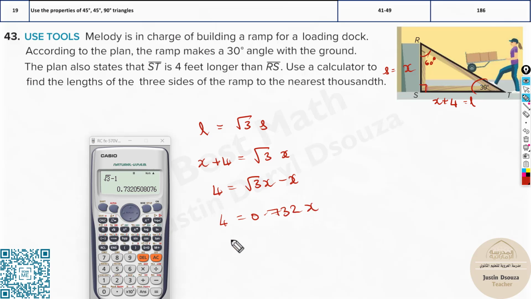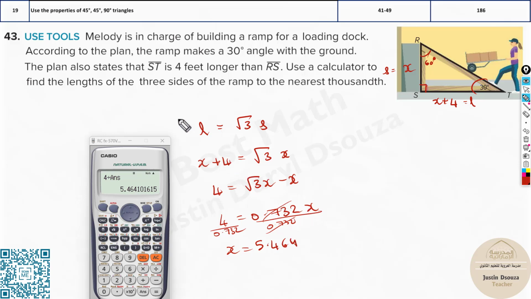Now take this to the other side. That will be division. So it'll be 4 divided by this answer, that is 5.464. So that is the dimension of x. X will be equal to 5.464. How? Divide both the sides by this value. So this cancels over here, and over here we get 5.464.